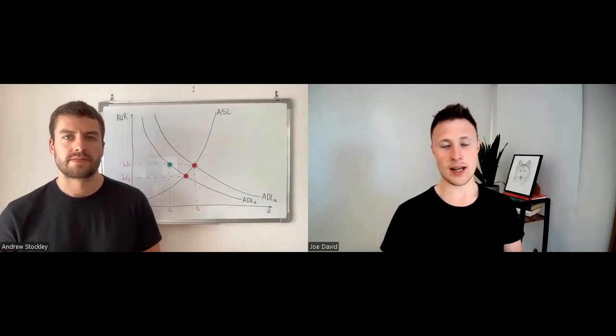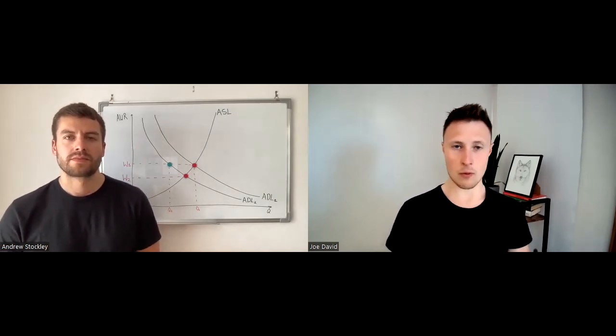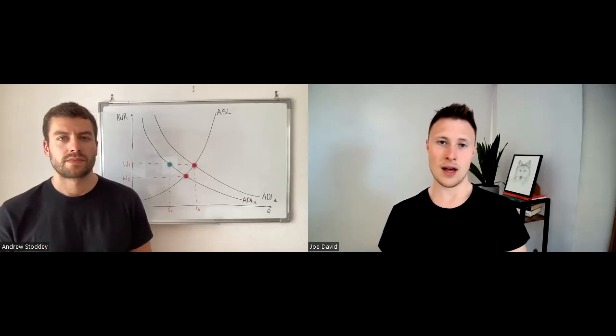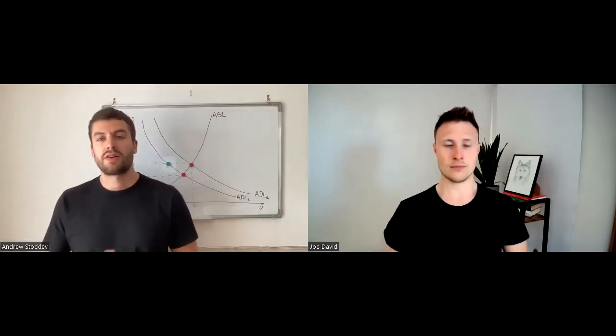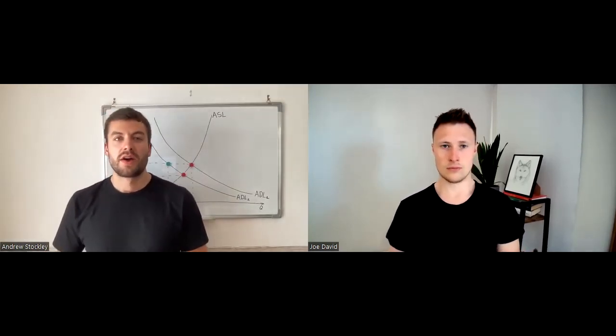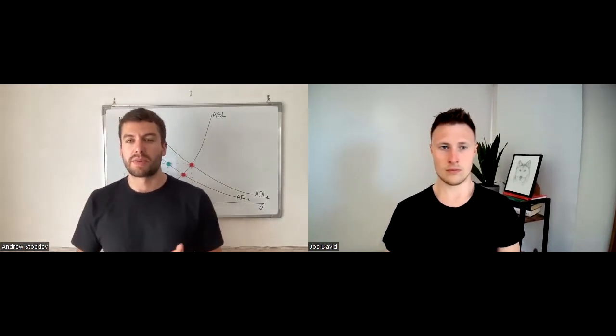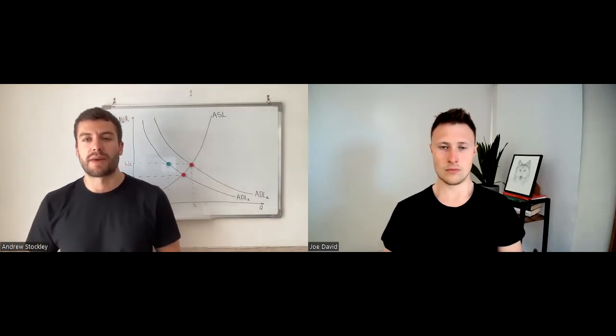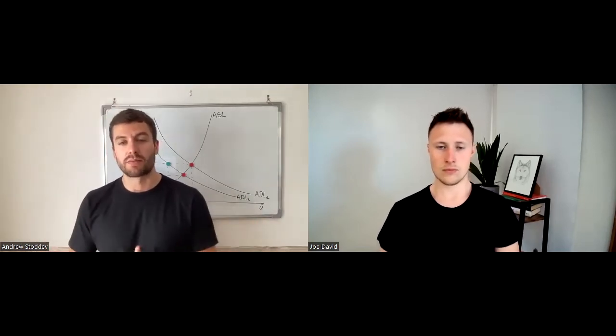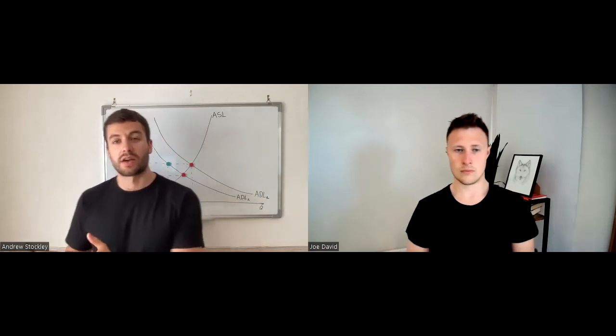And what you would see in graph form, the opposite of what we've shown, is a rightward shift in that ADL curve. You may also hear demand deficient unemployment referred to as Keynesian unemployment. This is because Keynes believed that the deficiency in aggregate demand was the cause of the high unemployment between the First and the Second World Wars.